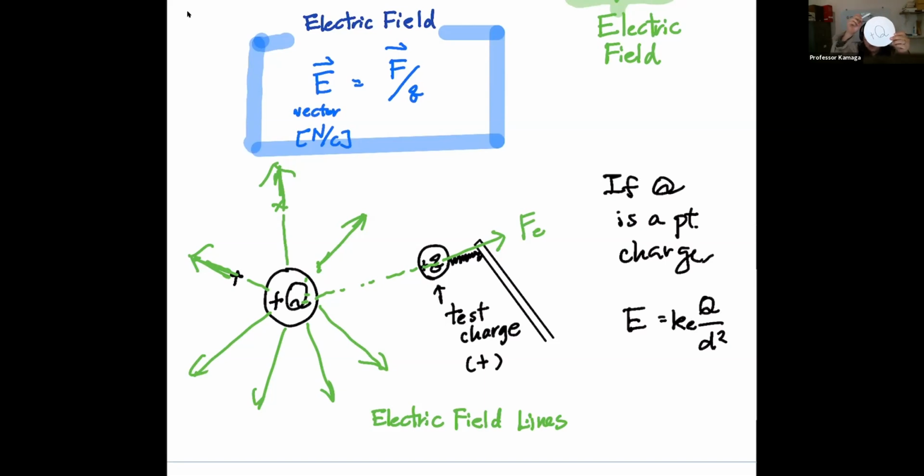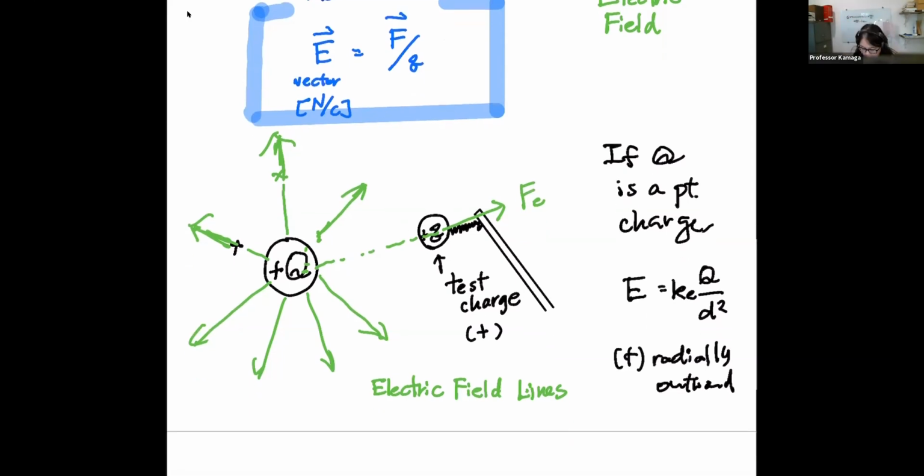So the electric field will be stronger here, weaker here, but it's going to be everywhere, coming out radially outward. Positive, radially outward, right? Because if you bring that little test charge, it's going to be repelled. So it's going to be all around. And then if it's negative, radially inward.